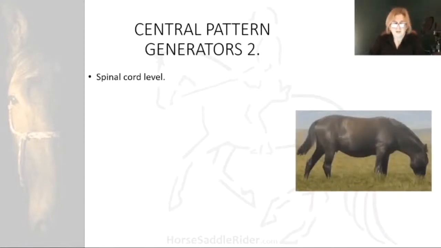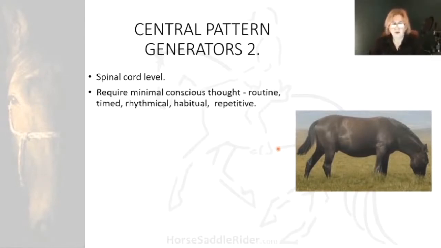The central pattern generators exist at spinal cord level. So a horse that's grazing doesn't really have to think about which leg to move at which time. It can just amble along, munching happily without falling over, requiring minimal conscious thought. It's routine. This is routine, timed, rhythmical, habitual, repetitive movements that are subject to the central pattern generating system.